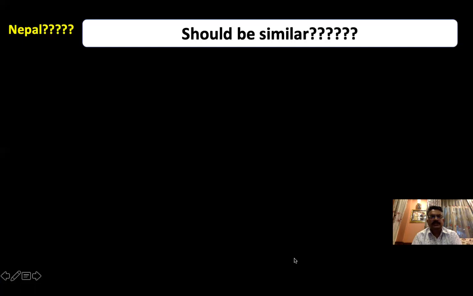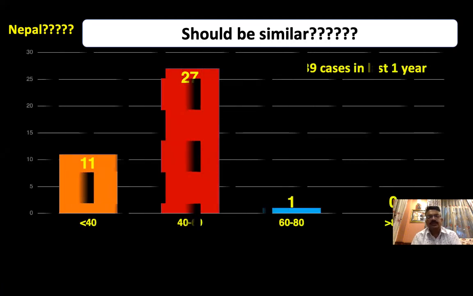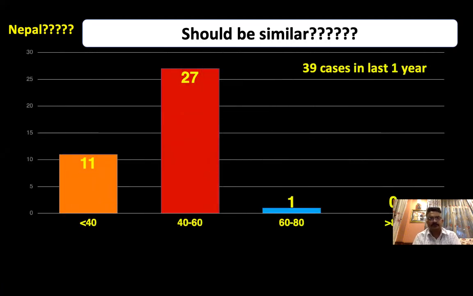So what should be in our Nepal context? Although we do not have a published paper, we presume that if it is so in India, it should be something similar here. So I analyzed 39 cases of the last 1 year. And to my surprise, the common incidence of rotator cuff tear was mainly at the age of 40 to 60 years. So it clearly says that probably we are treating more younger people than older people.